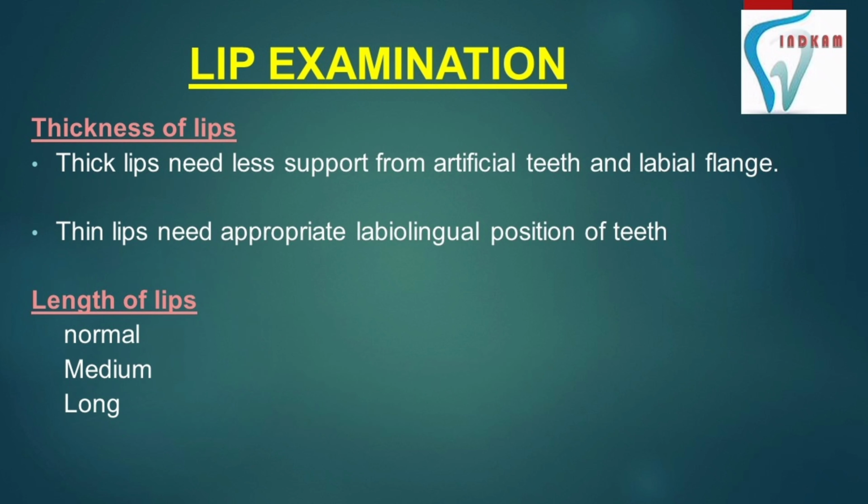Thickness of lips. Thick lips need lesser support from the artificial teeth and the labial flange. Thus, the operator is free to place the teeth to his wishes. On the other hand, thin lips rely on the appropriate labiolingual position of the teeth for their fullness and support. Length of the lips. It is an important determinant in anterior teeth selection. Short lips will tend to reveal more of the tooth structure and also the denture base. Based on the length, lips are classified as long, normal or medium, and short.